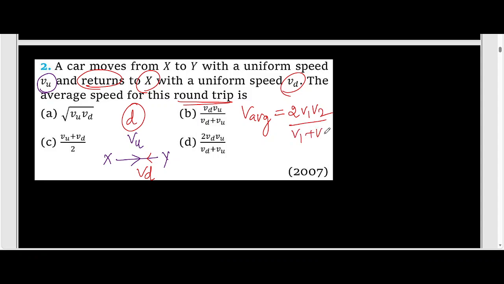What is v1 and v2 here? This is your v1 and this is your v2. So what is the option now? Option D. 2 vu vd by vd plus vu.